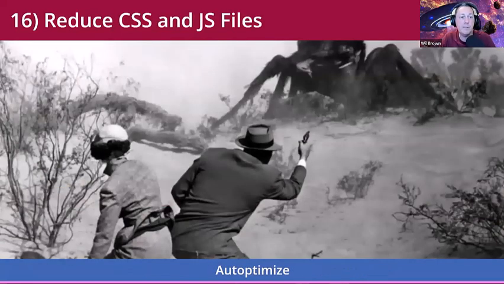Number 16 is reduce CSS and JavaScript files. Themes and plugins tend to bring a lot of CSS and JavaScript files with them. As I said before, the larger the file size, the longer the page is going to take to render. There's a good plugin called Autoptimize. I can never pronounce it. It's down there. And basically, it's got a lot of options that allow you to minify CSS and JavaScript files.